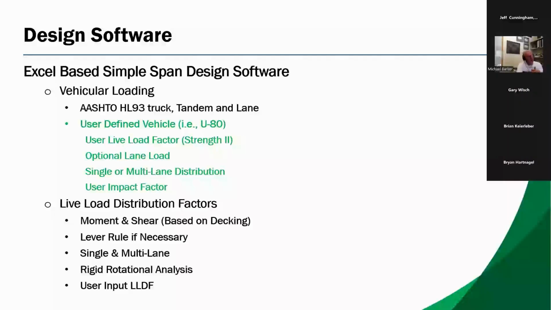Now this does it. You can define your own vehicle like a logging truck. You can define its live load factor, whether you want to treat it as a Strength 1 or a Strength 2 load case. You can either have the lane load with it or not. You can use single or multi-lane distribution factors. And of course, you can change the impact factor. Then it does all the live load distribution factors from AASHTO for moment and shear. And of course, that's based on the decking. It also does the lever rule and does the rotational analysis, but it also allows you to input your own live load distribution factors if you so choose.